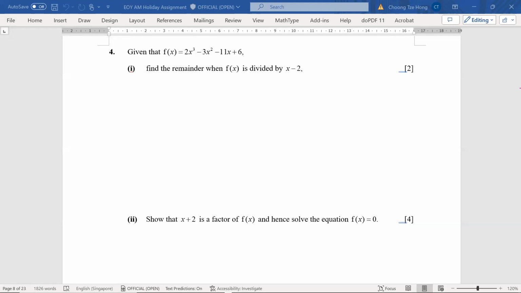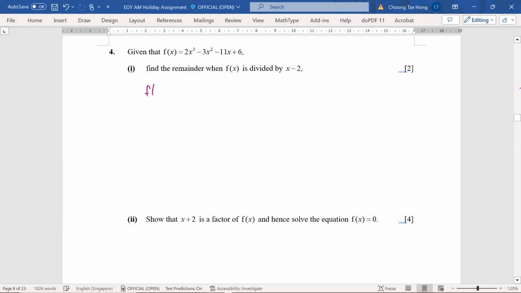Given that f(x) equals 2x cubed minus 3x squared minus 11x plus 6, find the remainder when f(x) is divided by x minus 2. The first part is a rather straightforward question. When you divide a polynomial by x minus 2, the remainder is going to be f(2). So that's basically what we're going to find.